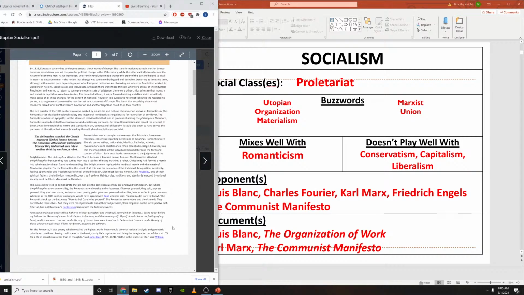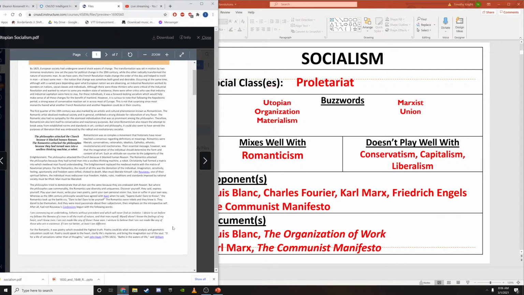reason. But where the philosophers saw commonality, the Romantics saw diversity and uniqueness. Discover yourself, they said. Express yourself. Play your own music. Write your own poetry. Paint your own personal vision. Live, love, or suffer in your own way. Whereas the 18th century philosopher would have agreed with Kant, Immanuel Kant, German philosopher, when he said, "Dare to know," the Romantics took up the battle cry, "Dare to be yourself."